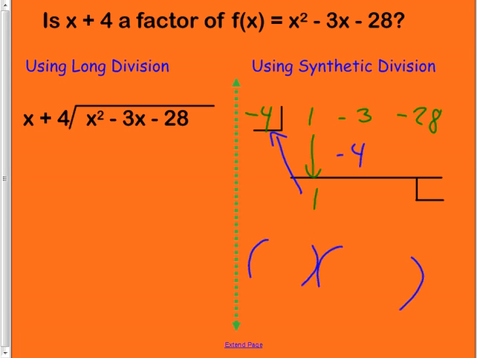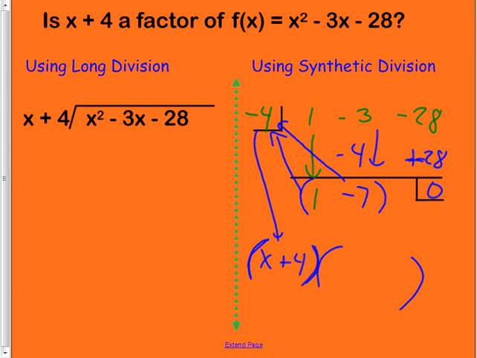All right, so this one made -7 when I add them straight down. And then -7 times the -4 makes +28. Add them, I get a 0. Yay, it worked. Then I have to translate. This means x plus 4. Anybody get fooled into thinking x minus 4? It's easy to do. But remember, -4 solves it, makes it equal 0. So that's why this has to be an x plus 4. And then this one is just 1x minus 7.